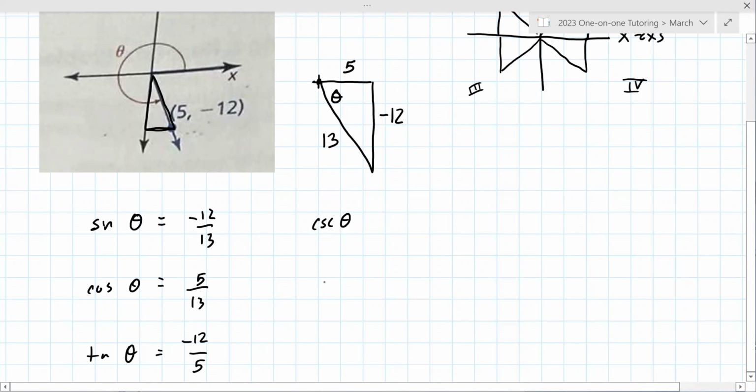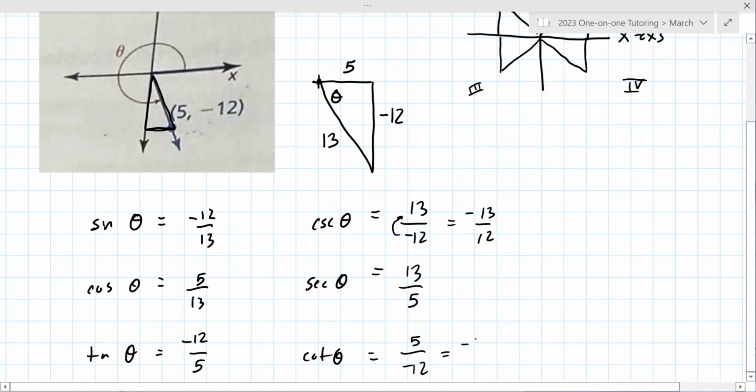Okay. Cosecant of theta, secant of theta, and cotangent of theta, they are all related to the one on the left. That's why the order really matters, so you can kind of pattern it. So cosecant is the reciprocal of sine. So you might think to write 13 over minus 12, but that minus really needs to come up top. Minus 13 over 12. Secant is the reciprocal, 13 over 5. And then cotangent, 5 over minus 12, you're flipping, or minus 5 over 12.